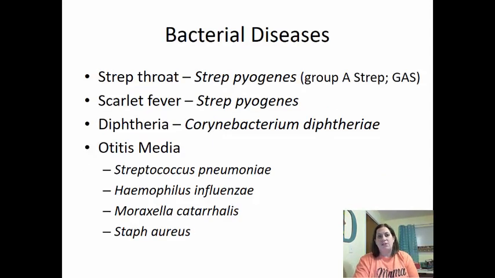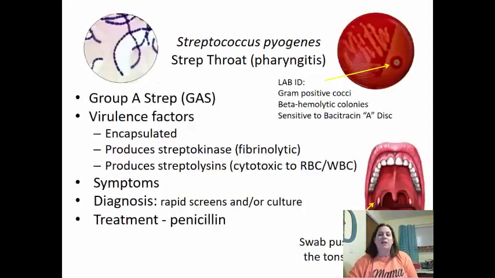So looking at the bacterial diseases, we see that we can have strep throat. This is the Streptococcus pyogenes, the group A strep, also known as GAS, the scarlet fever. We also have the diphtheria. Diphtheria is caused by Corynebacterium diphtheriae. We also see otitis media, which is a middle ear infection. This middle ear infection could be caused by Streptococcus pneumoniae, Haemophilus influenzae, Moraxella catarrhalis, and Staph aureus. So let's look at the Streptococcus pyogenes first. This can cause strep throat, also known as pharyngitis.